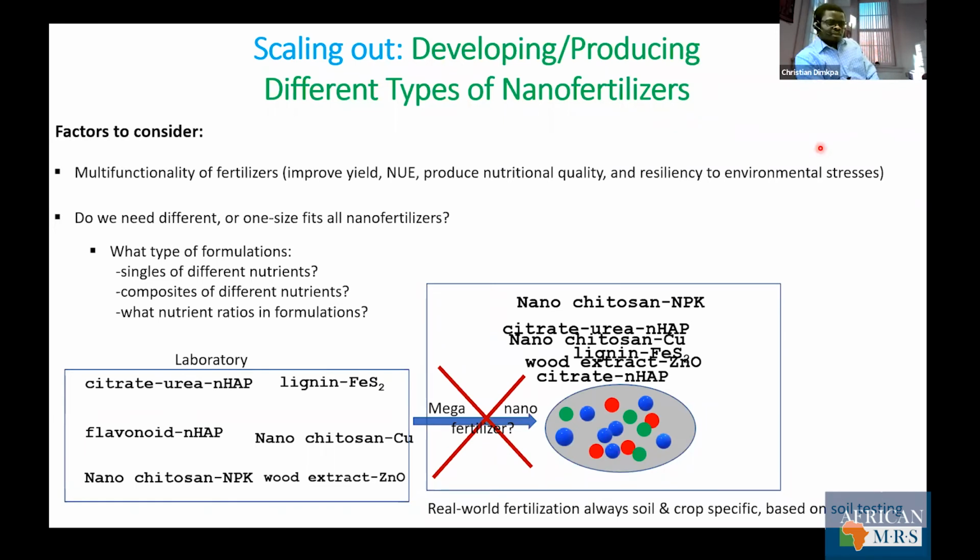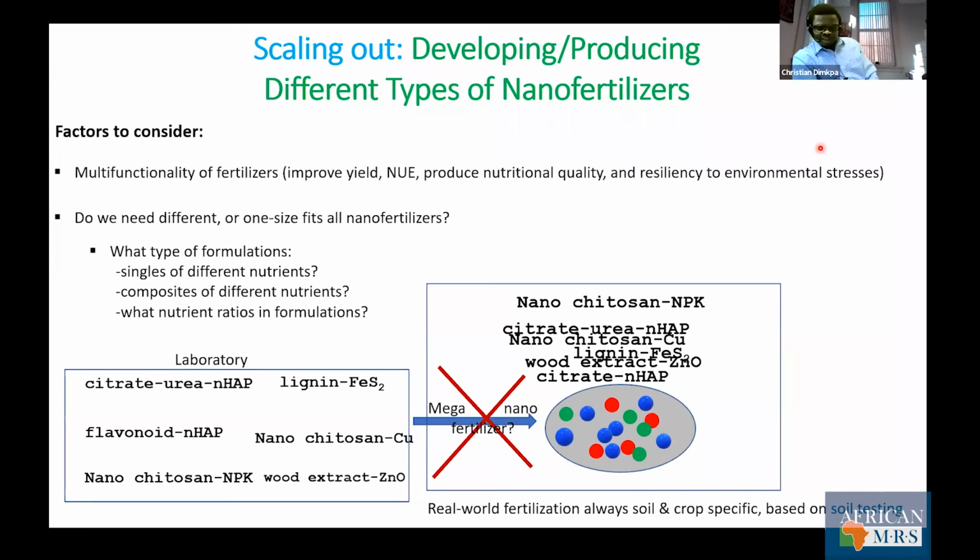Do we need to consider the multifunctionality of fertilizers? Like I said before, not just to improve yield, but to improve nutrient use efficiency, and to improve the produce quality and the resiliency to stress like drought and disease. So for that purpose, do we need different fertilizers, or do we do one size fits all nanofertilizers? What types of formulations, singles or composites of different nutrients, and what are the ratios of each of those nutrients? A lot of background studies have to be done in terms of plant nutrition, soil fertility, and the chemistry of all of these nutrients and how they interact with each other.